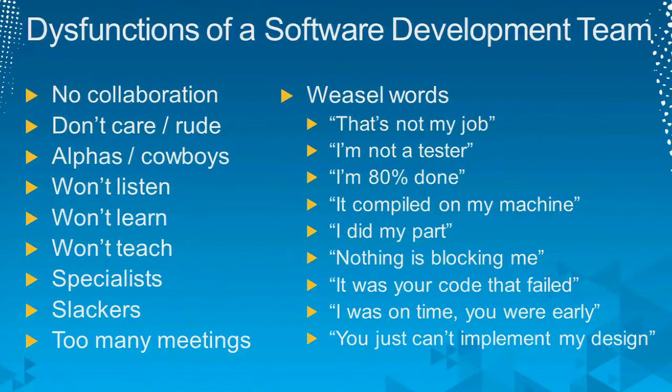So getting rid of the heroes or the alphas, certainly the cowboys, might be a way to go. Won't listen, won't learn, won't teach. These are dysfunctions. I've got a slide coming up in a bit called active listening. And active listening is something that I certainly am guilty of a lot. I bet once I give you a few examples, you'll be guilty of it too.